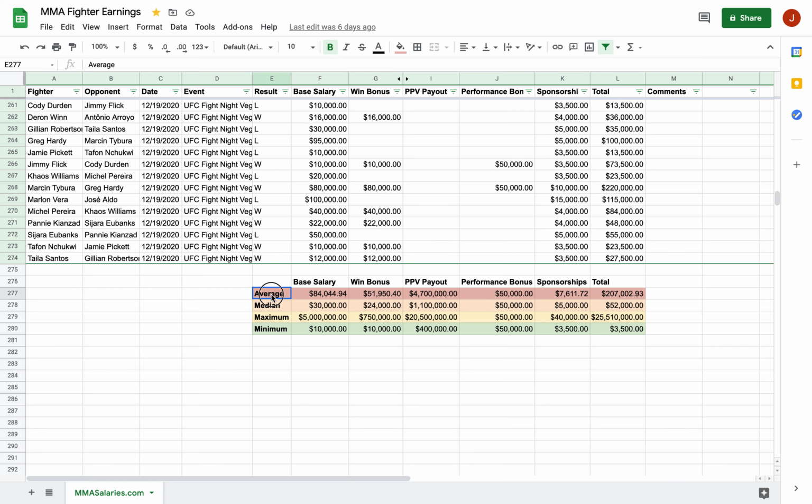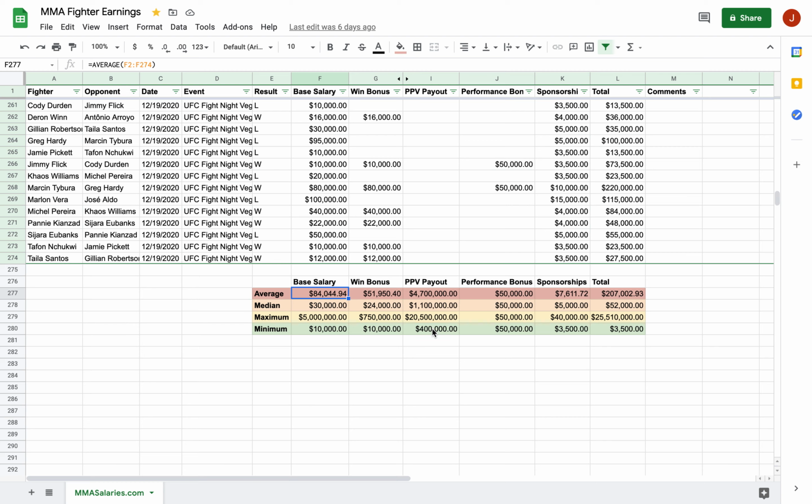The average, which takes into account all of the earnings, the maximums, the minimums, and everyone in the middle, gives you a base average of $84,000. But that's obviously skewed much higher than the median, and I think the median is a more accurate number to take into account because this is what most fighters will get. The average takes into account the base salary of everyone, from Conor McGregor down to the newbies in the league.